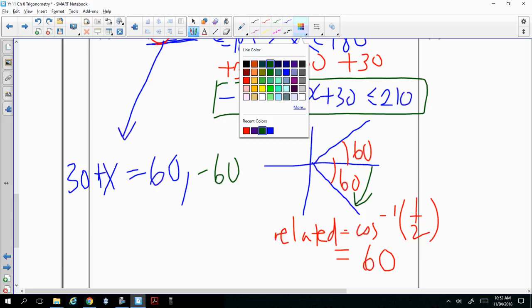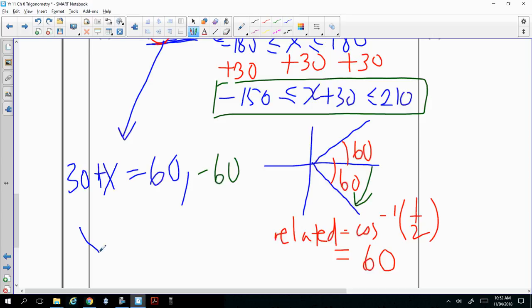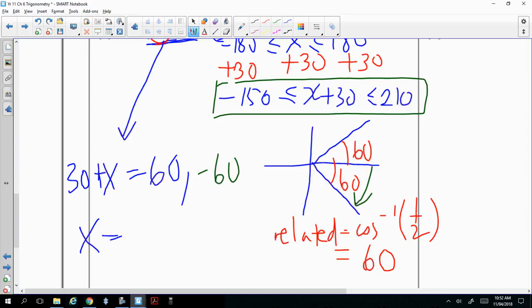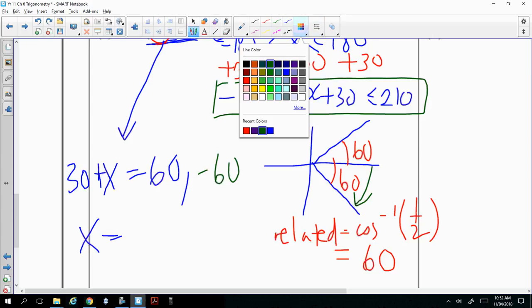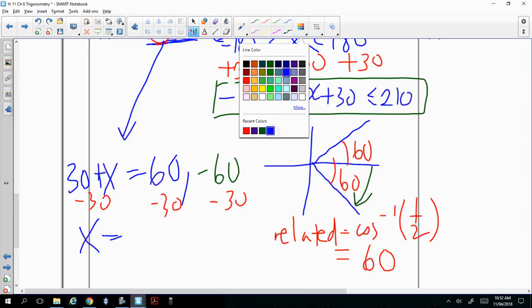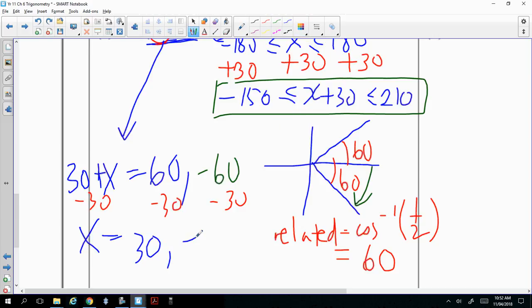So your final answer will be, now to find x, you have to subtract both answers by 30. So you're going to subtract 30 on both sides. So you end up getting 30 and negative 90. Yeah, like that. Okay, good. Any question?